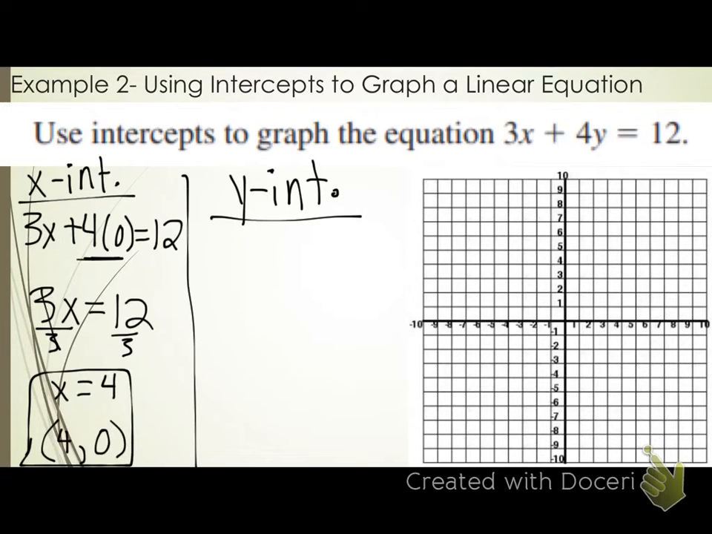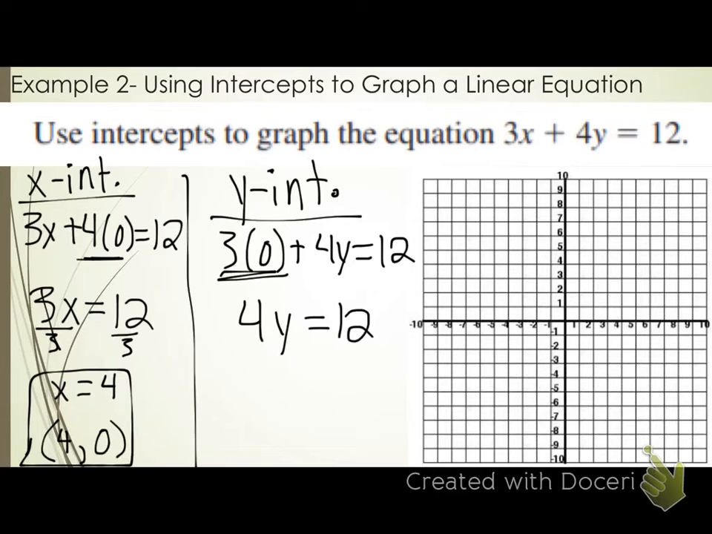How do I find my y-intercept? Replace your x with 0 and then solve for y. Everyone okay with how I replaced my x with 0? Okay, what is 3 times 0 going to give me? 0. So that term goes away, right? So I get 4y equals 12.